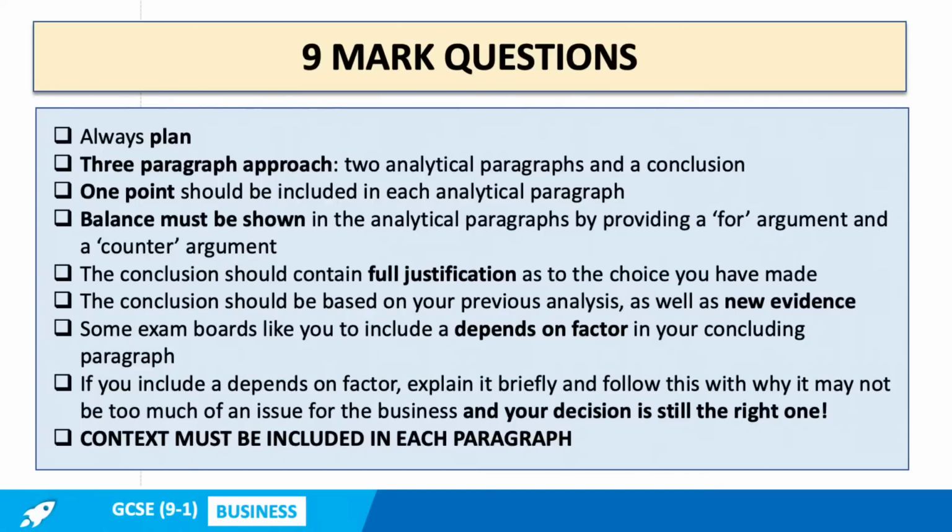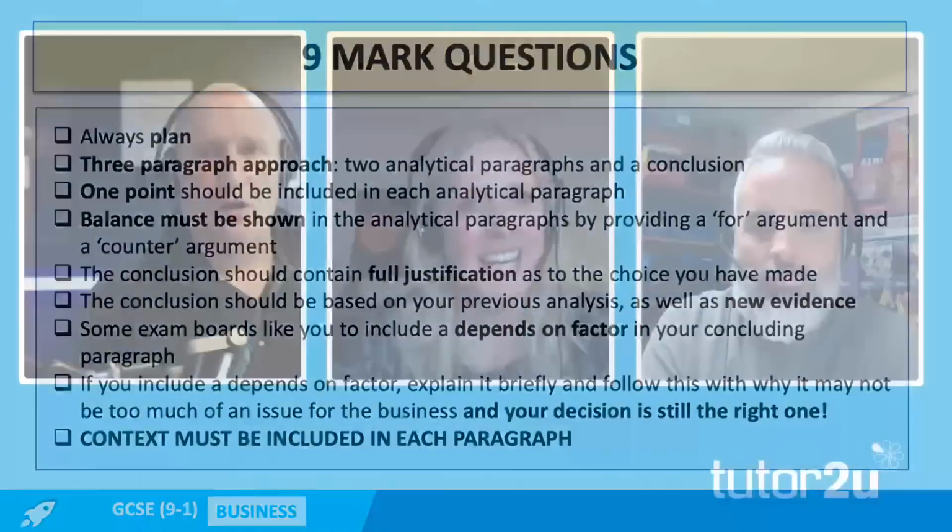As I've said, the conclusion should be fully justified. New evidence should be included, and a depends on factor, which is explained. To get those marks for context, good quality context must be included in every paragraph that you write. And if you can do that, you will be hitting the top level of the mark scheme for 9 mark questions. So that concludes the session.